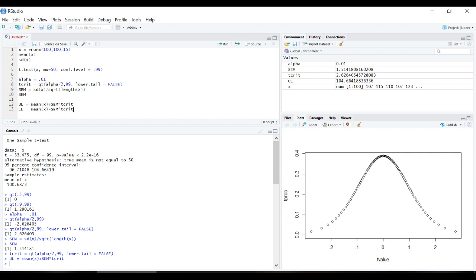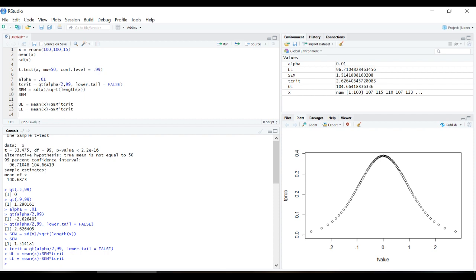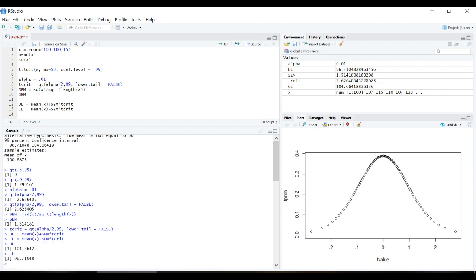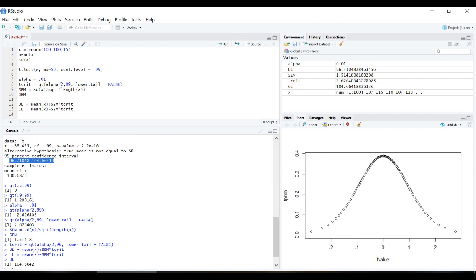So in this case, assuming I run the code, we would have an upper limit of 104 and a lower limit of 96.71048, which when we come back up here and look is exactly what it gave us in our one sample t-test. So you could generate these on your own, just that you don't actually need that t-test function.